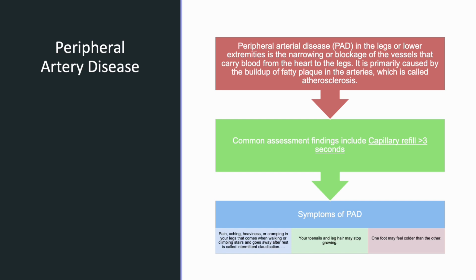So know the difference in the two. With peripheral artery disease, we are not going to put on stockings. With venous insufficiency, we will. We're going to have varicose veins with venous insufficiency. We're not with peripheral artery disease. Peripheral artery disease, we're not going to have any hair.